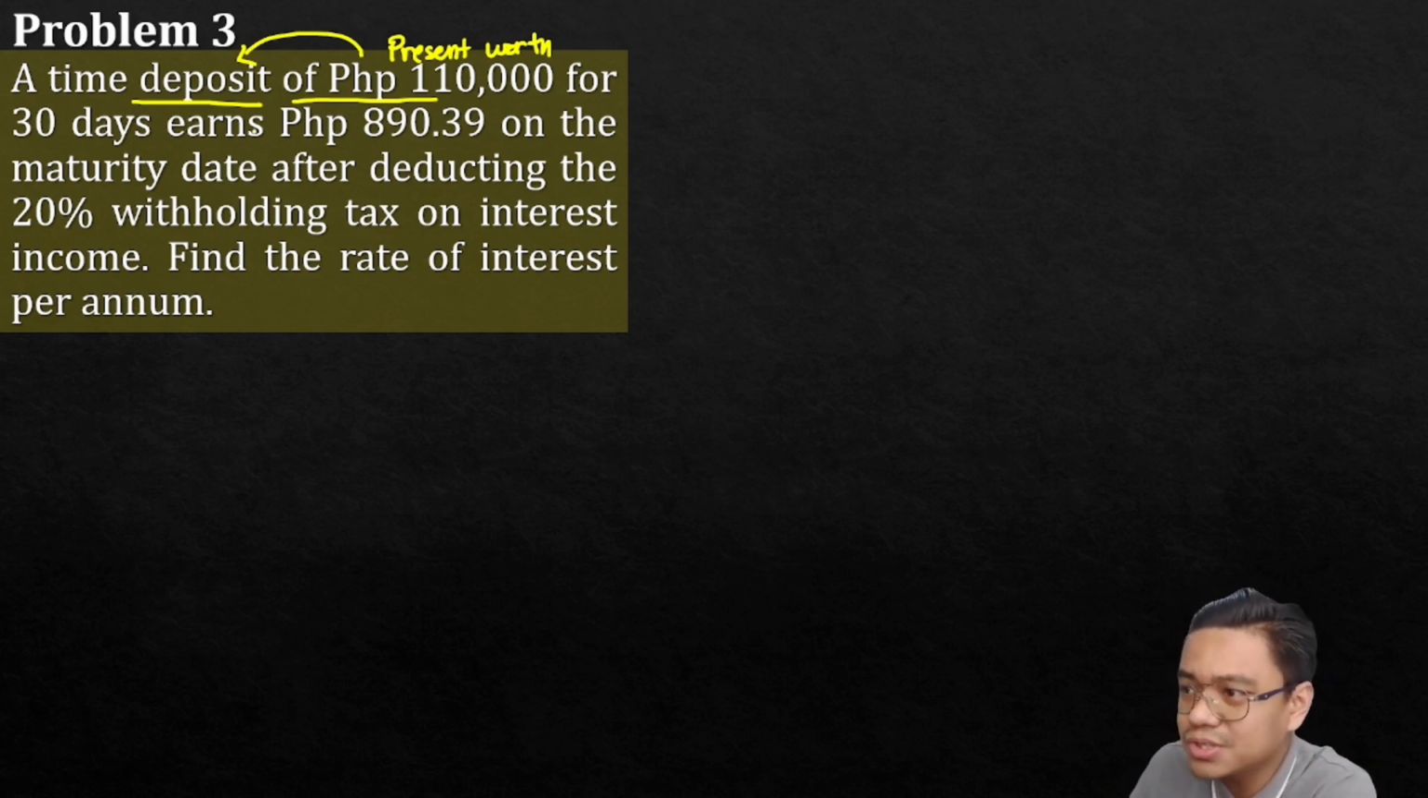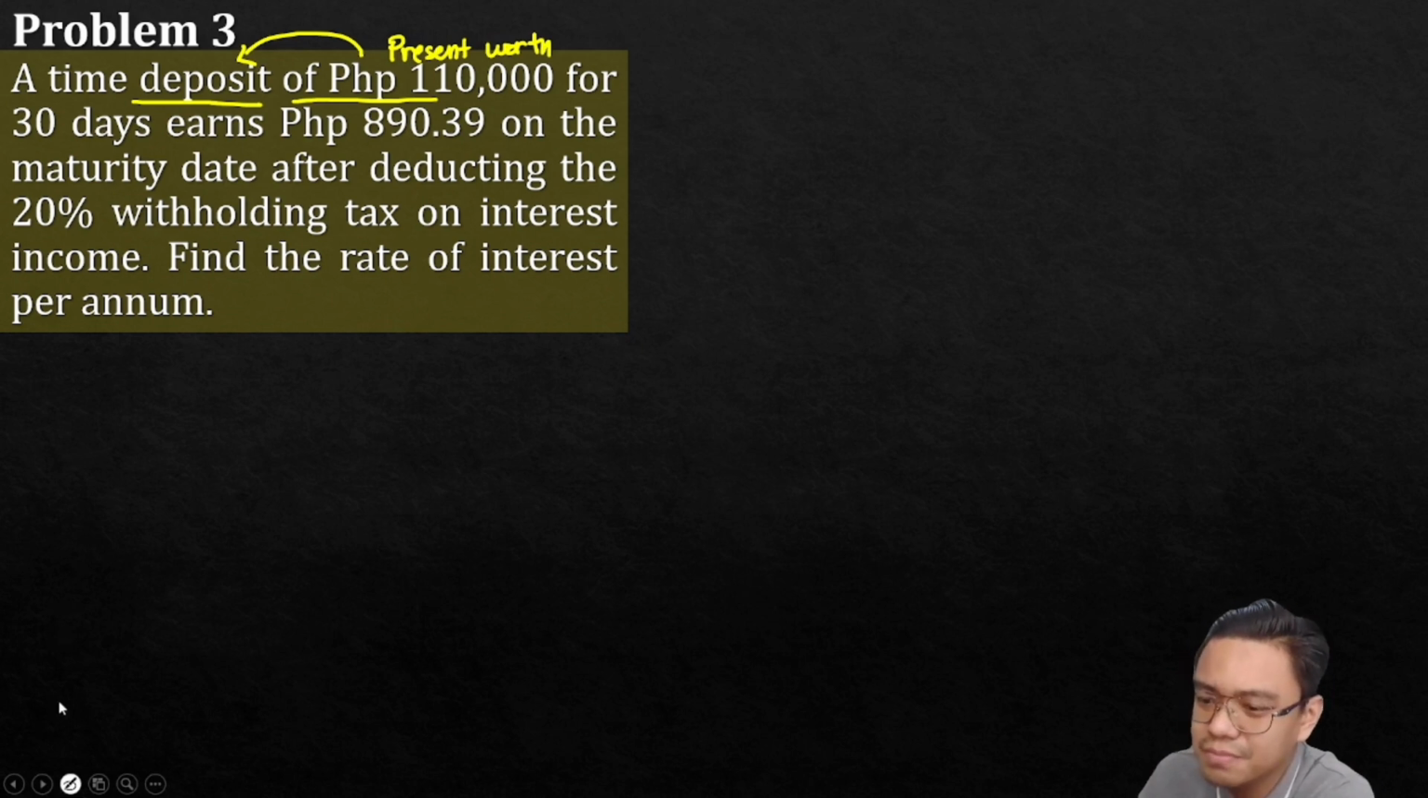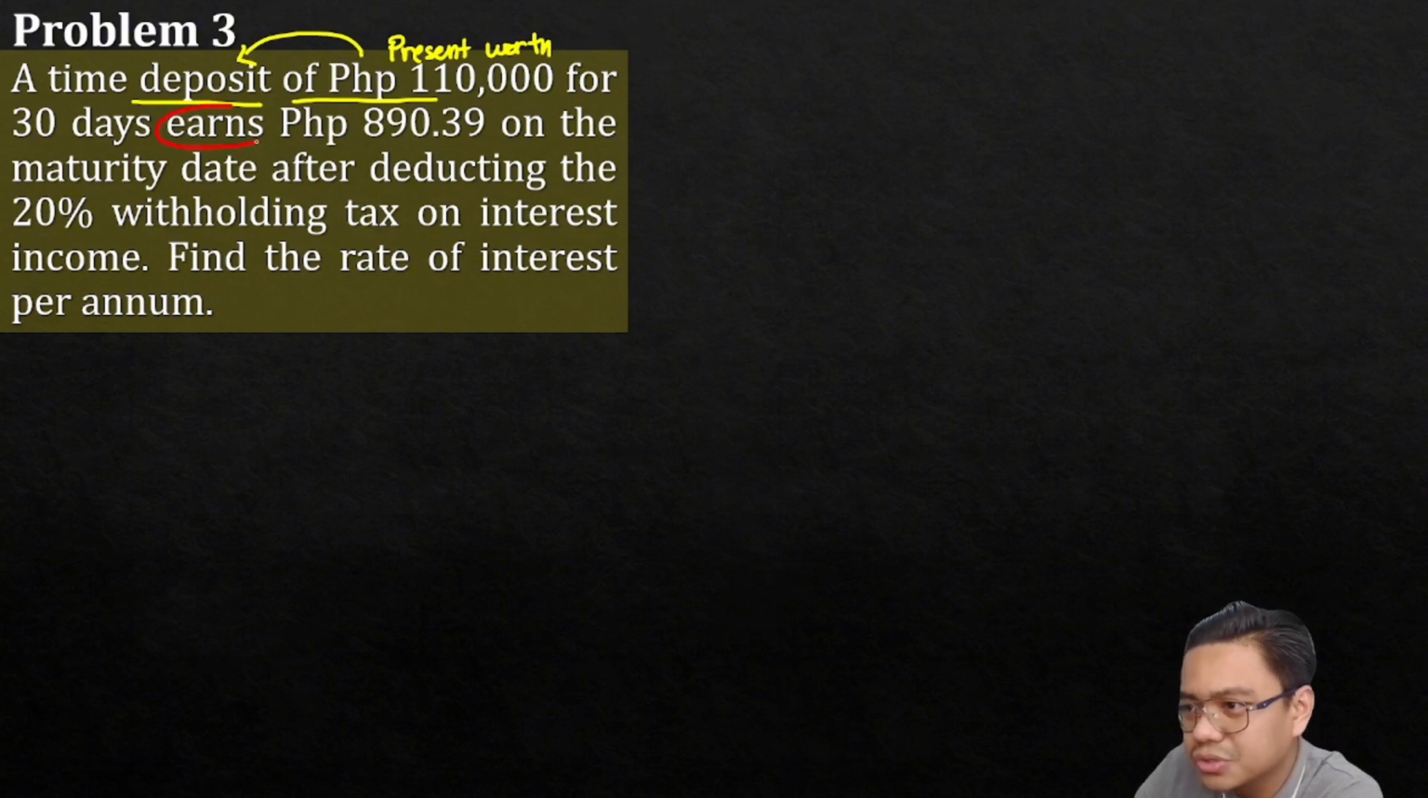So, a time deposit of 110,000 pesos for 30 days earns 890.39 pesos on the maturity date after deducting the 20% withholding tax on the interest income. So, medyo mataas yung sentence natin dito kasi marami pong mga connector words natin. But I think it would be essential if we can identify yung pinaka-main sentence talaga dito. So, you have to understand, first of all, ano ba dito yung verb natin? I think the verb here is the word earns. So, earns there is actually in present tense. So, I think that gives you an idea.